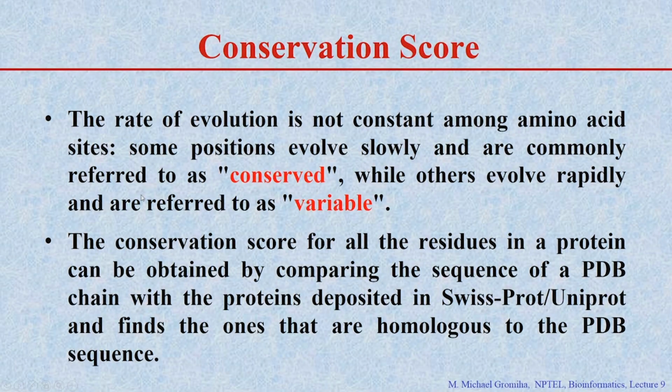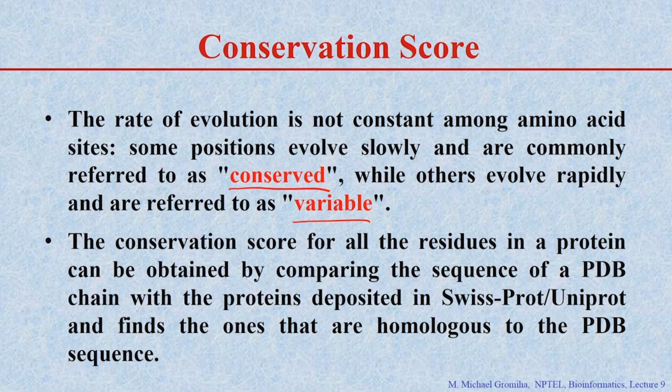The positions which are the same are called conserved. The ones which evolve rapidly and change in different organisms are called variable. So, if you have a multiple sequence alignment, you can look at the positions. In some positions the residues are maintained at the same location, which are called conserved, and in some cases different organisms change the residues, which are called variable.